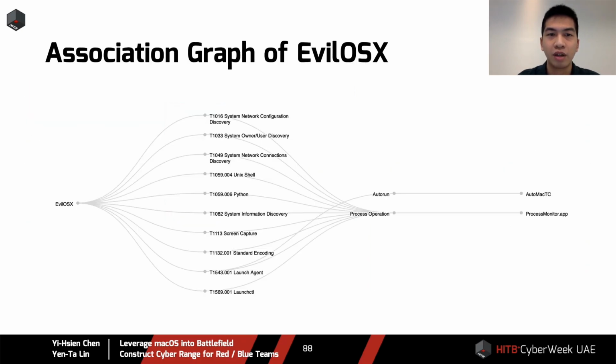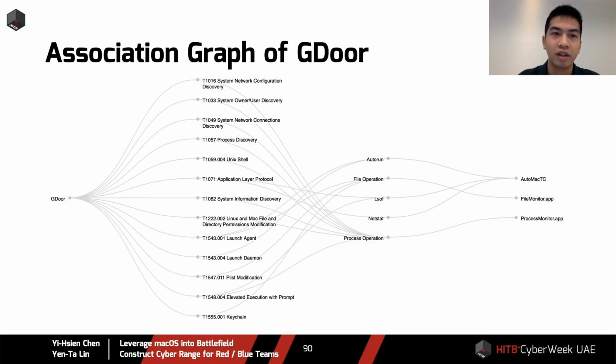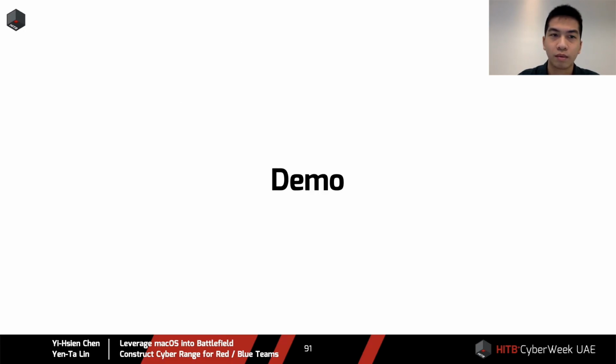Finally, let's check out some output of the CyberRange. This is the association graph of EvilOSX generated by CyberRange. And this is the association graph of Fruitfly. Finally, this is the association graph of GDoor. Okay, let's jump into our demo.